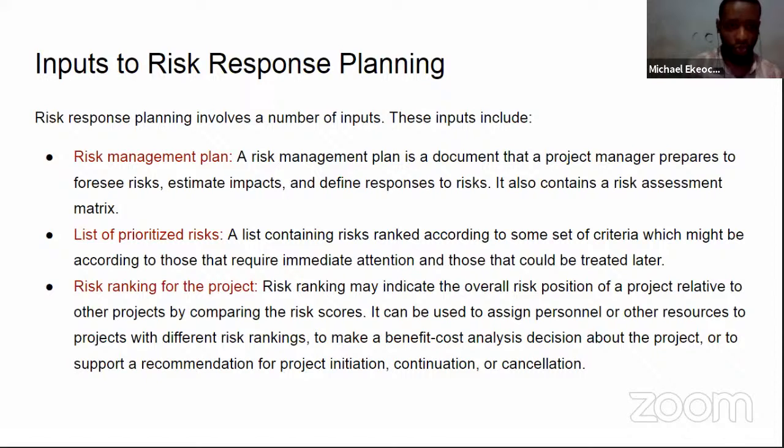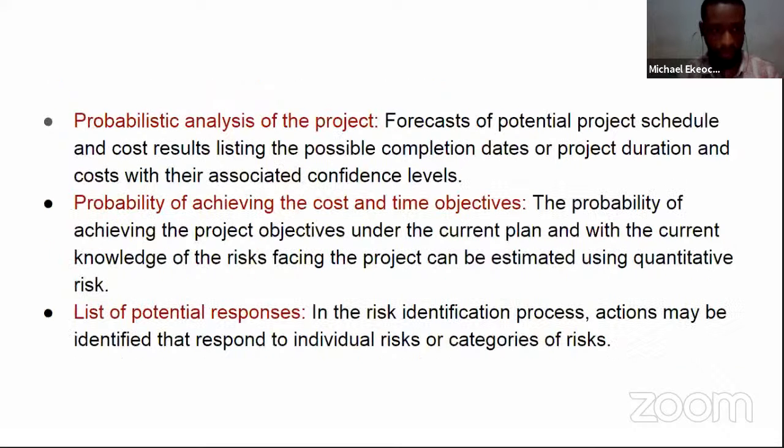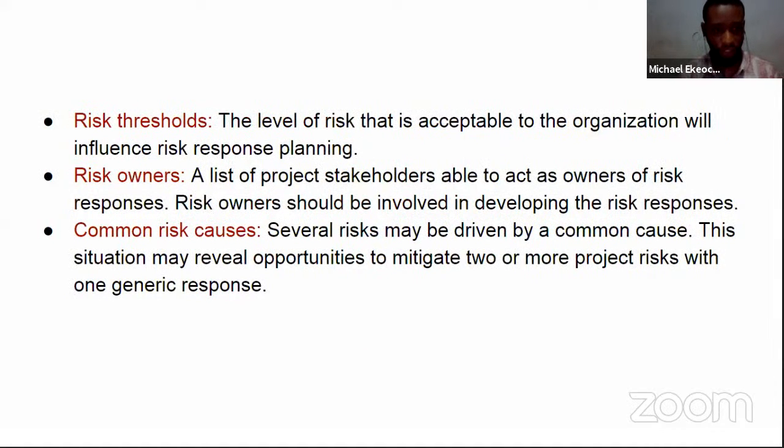So there are inputs to risk response planning. These include the risk management plan. We have a list of prioritized risks. We have the risk ranking for the project. You have the probabilistic analysis of the project, the probability of achieving the cost and time objectives, and you have a list of potential responses. You have risk thresholds, risk owners, and common risk causes.